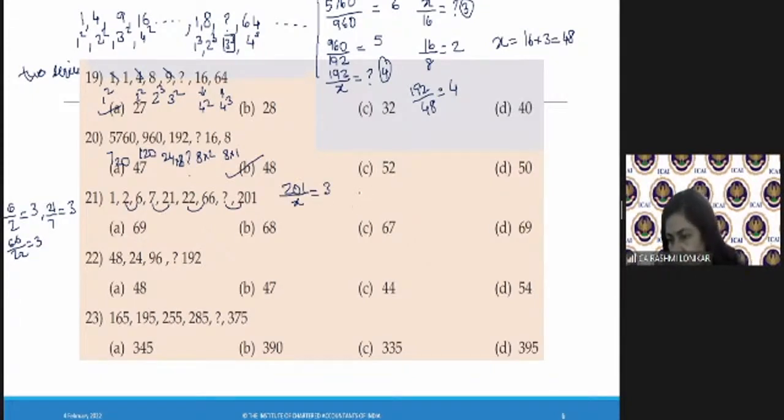So what does that mean? X is equal to 201 divided by 3. How much is 201 divided by 3? Answer is 67. Okay. So 67 will be the correct answer. Here this first one, I have to leave aside. Okay. This one will not be relevant in my calculation. I have to just go on further and I will be able to find the answer.